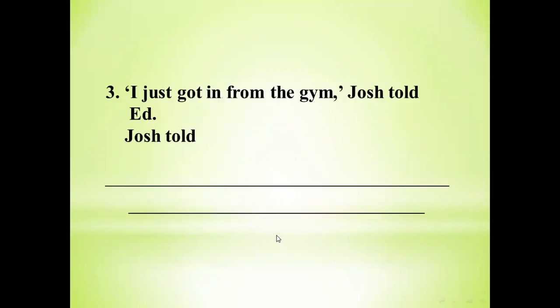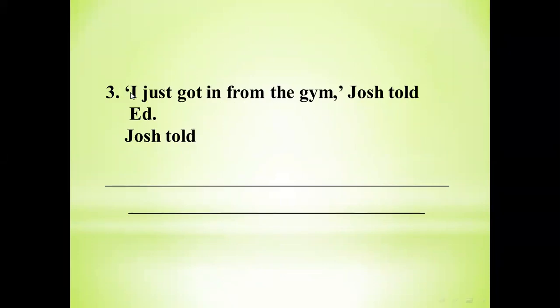Number 3. Abdulaziz Ahmed, read number 3, please. Ahmed Sameh. Okay. Who can read? Yes, please. I just got in from the gym. Josh told Ed. Ed is a shortened form of Edward. This is the name of someone. What did Josh tell Ed? He told him, I just got in from the gym.